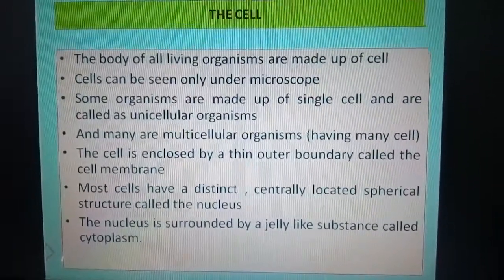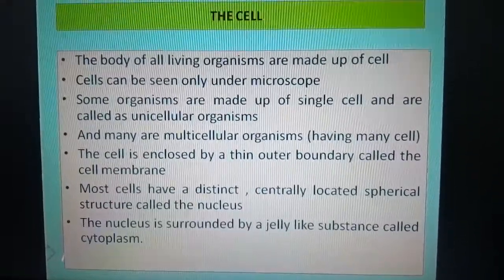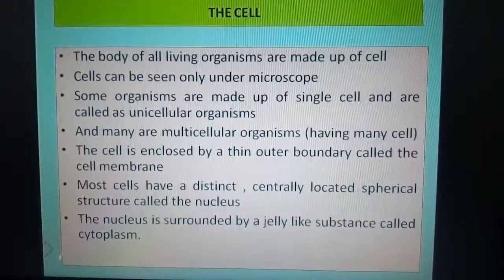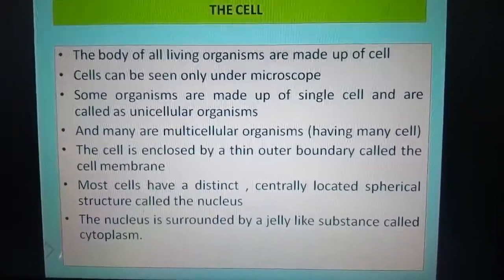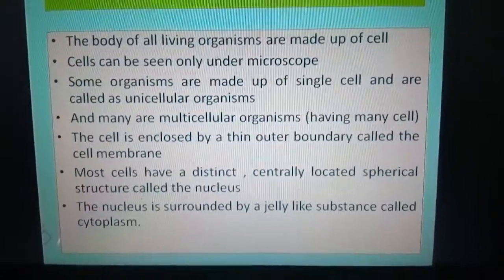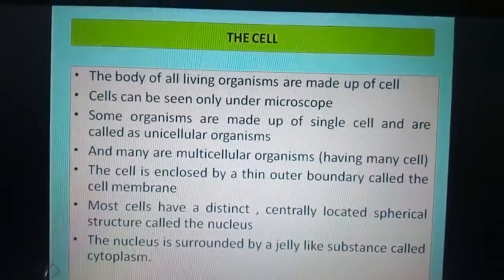The cell is enclosed by a thin outer boundary called the cell membrane. Most cells have a distinct, centrally located spherical structure called the nucleus. The nucleus is surrounded by a jelly-like substance called cytoplasm. So let us see the diagram.